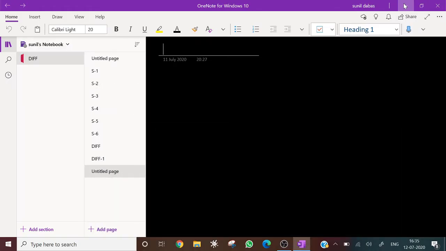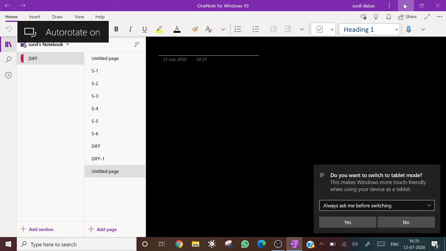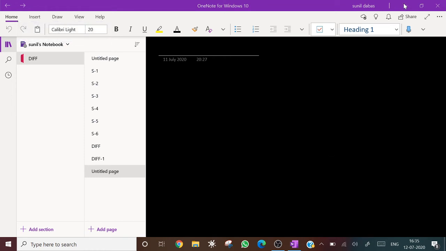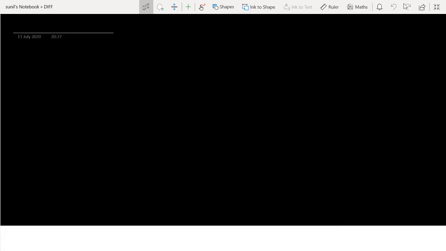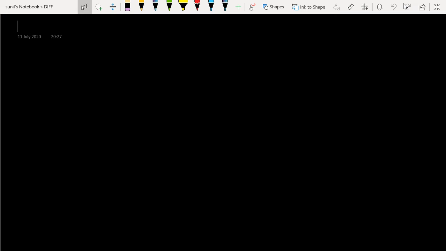Hello friends, in today's lecture we'll look at what a convergent sequence is, and how we make use of the definition of a convergent sequence. Let us understand that. Now friends, we are defining a convergent sequence.